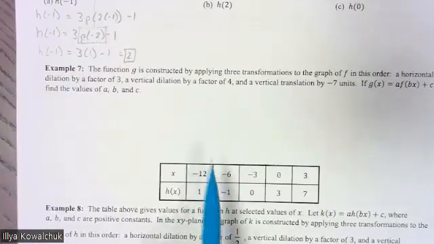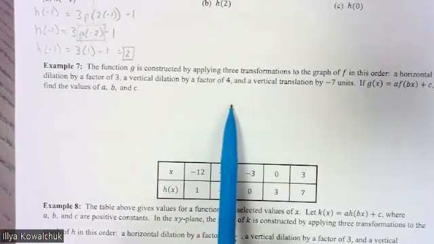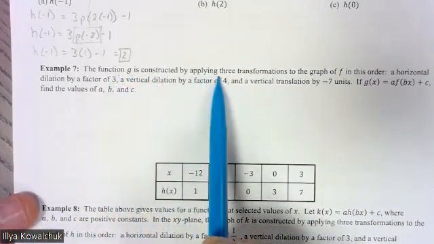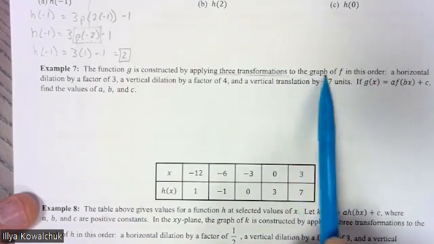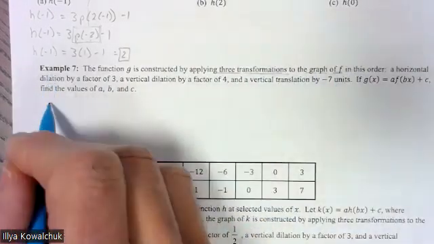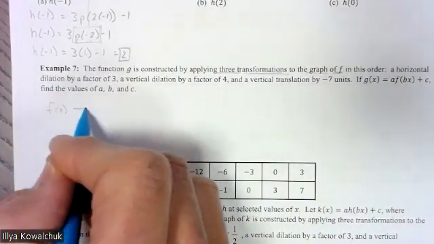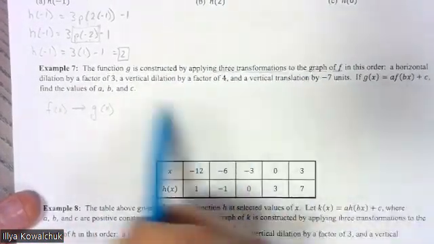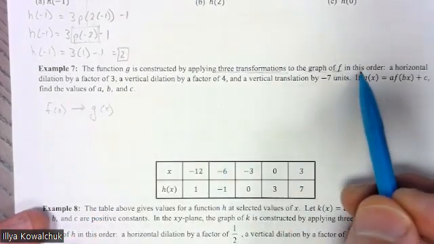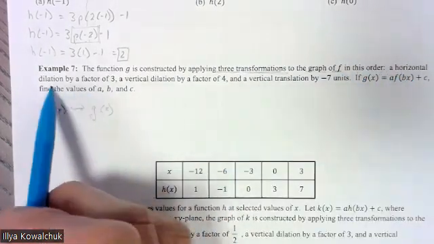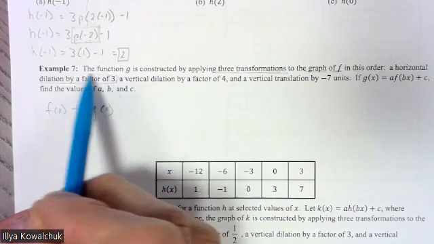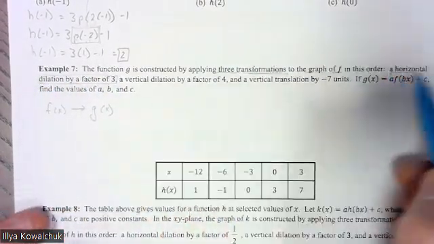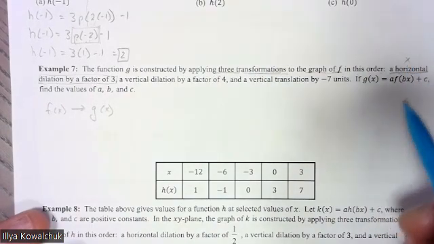All right. Now, example 7. What we have here is the function g is constructed by applying 3 transformations to the graph of f. So what that means, again, is that we have f of x being transformed into g of x. And they want us to write an equation for g of x in this order: a horizontal dilation by a factor of 3. All right, so horizontal dilations are inside the parentheses. Horizontal means x, so that's inside the parentheses.